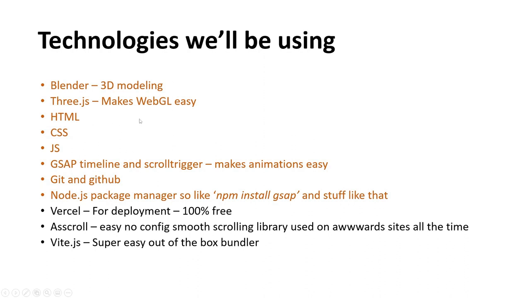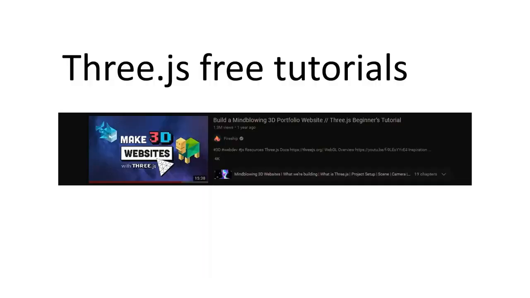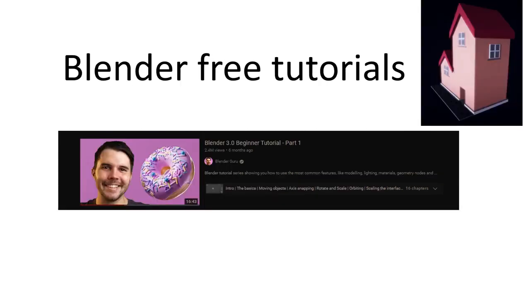So if you want to catch up to speed because you don't know some of this stuff, here are some great GSAP resources. Of course, the documentation is also good, but you can also watch these YouTube videos. Here's one for a free Three.js tutorial. It's only 15 minutes long. And here is a good one for Blender. Now, if you can already make a house like this without any help, then you don't need to watch any more tutorials. You can follow along pretty easily.